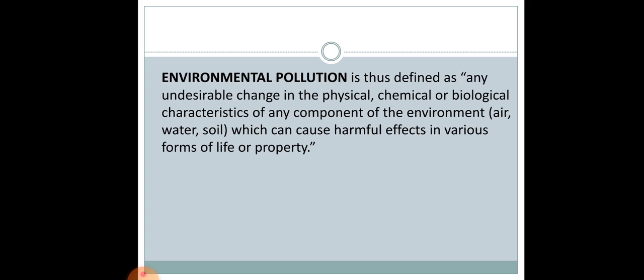So we can sum up and say that environmental pollution is any undesirable change in the physical, chemical or biological characteristics of any component of the environment, that is namely the air, land, water, etc., and which causes harmful effects in the various forms of life or property.